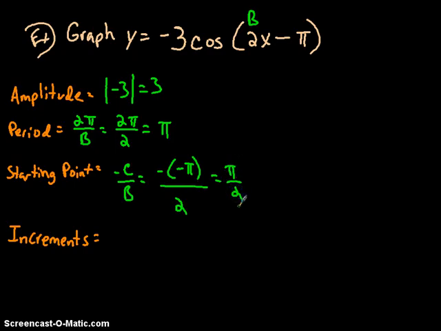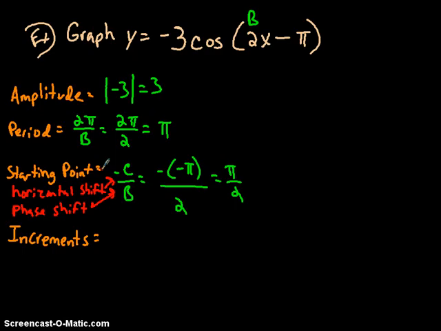Don't forget, there are several names for starting point. Sometimes it's called a starting point, or certain books say horizontal shift, and sometimes they may say phase shift. All those are different words, but the exact same thing: negative c over b. I just want to make sure we're clear on that, because it's important to know this vocabulary as we move forward.